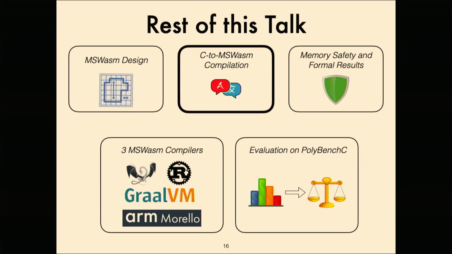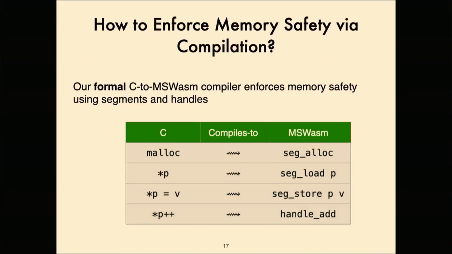Now that I have shown you the MS-Wasm primitives, I'm going to show you, and hopefully convince you, that it is a good compilation target for enforcing memory safety. You must already have the intuition by now that in our formal C-to-MS-Wasm compiler, there is a natural mapping between the allocation of segments as well as accessing segments. It maps malloc to seg-alloc, pointer dereference and pointer storing to seg-load and seg-store operations, as well as pointer arithmetic to handle-add.